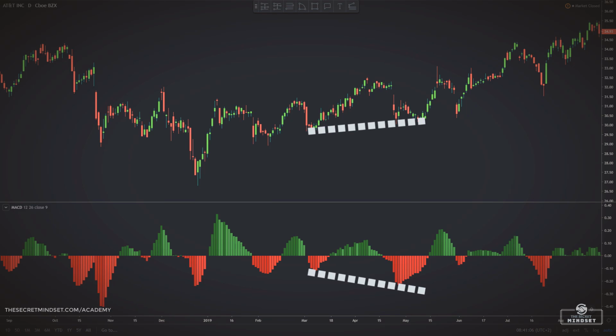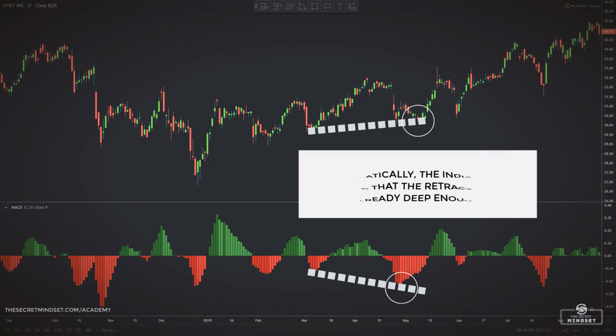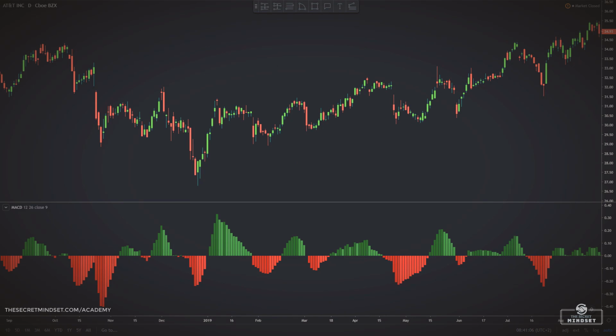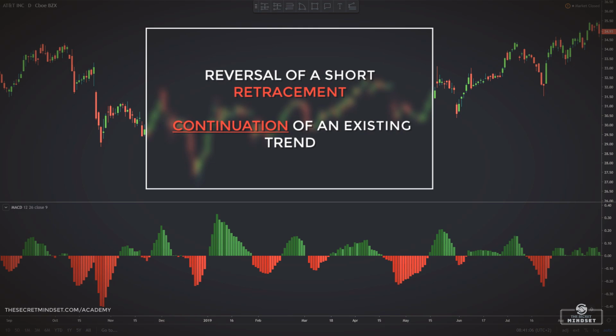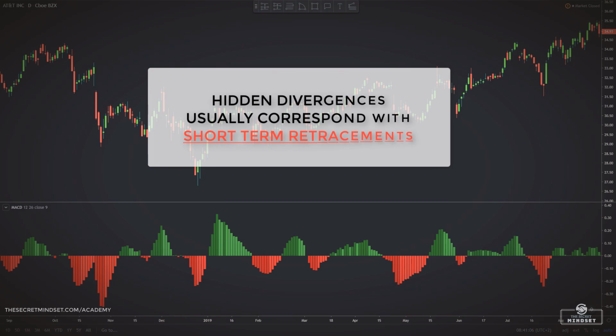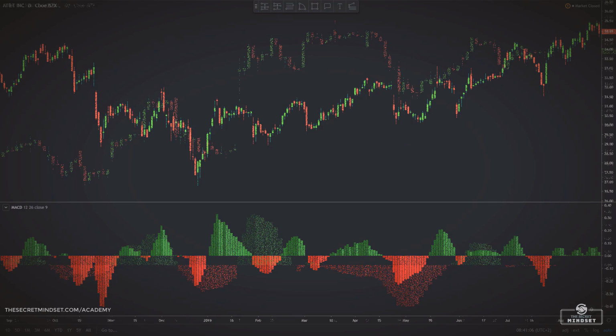This disagreement is telling me that even though the price chart has already formed a low that might not be that deep, mathematically, the indicator is showing that the retracement is already deep enough. This indicates that price is ready for a sharp reversal. This type of divergence is called a hidden divergence, which usually signifies the end of a short retracement, or better said, a continuation of an existing trend. So remember this, hidden divergences usually correspond with short-term retracements.